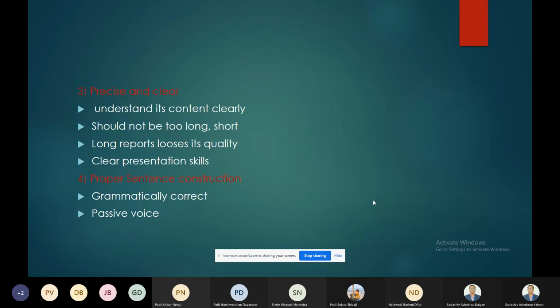So it is expected that we may be able to give a clear-cut presentation. And that will happen whenever we maintain clarity and precision in our book report. Then the next point that we need to keep in mind whenever we want to write our book report is proper sentence construction.